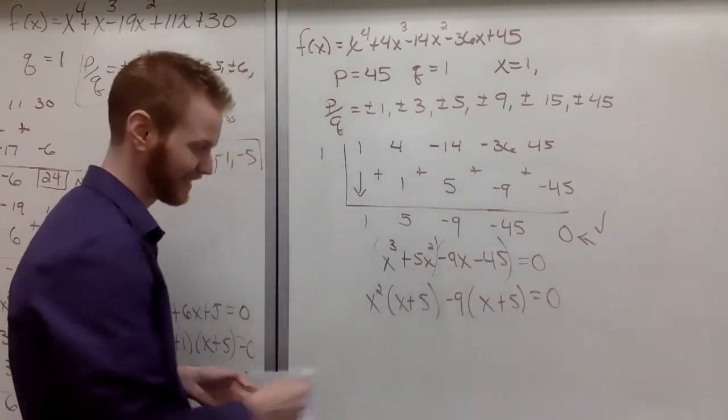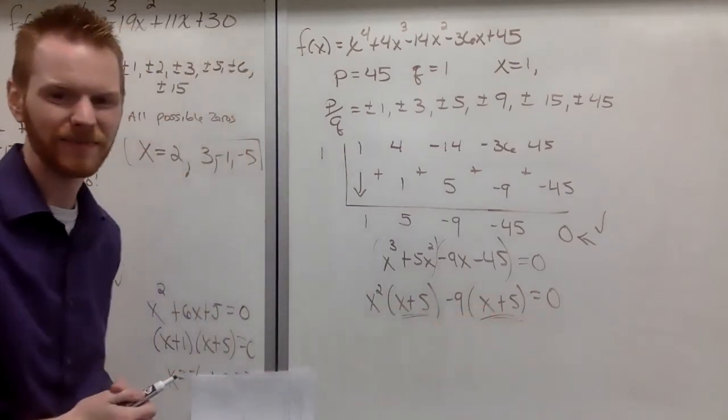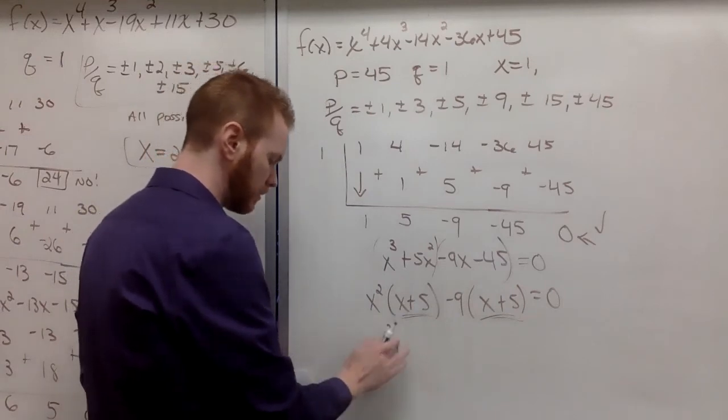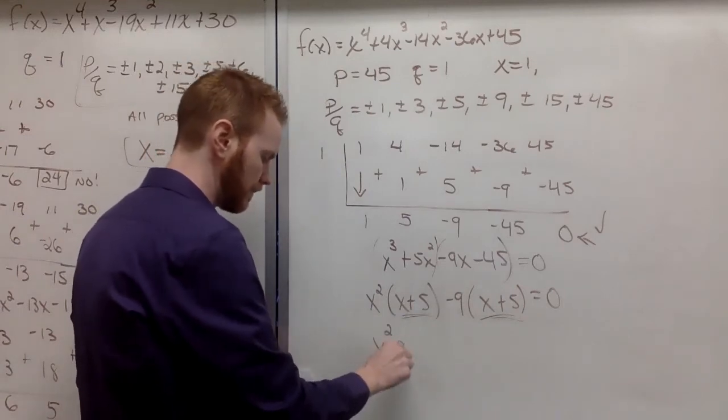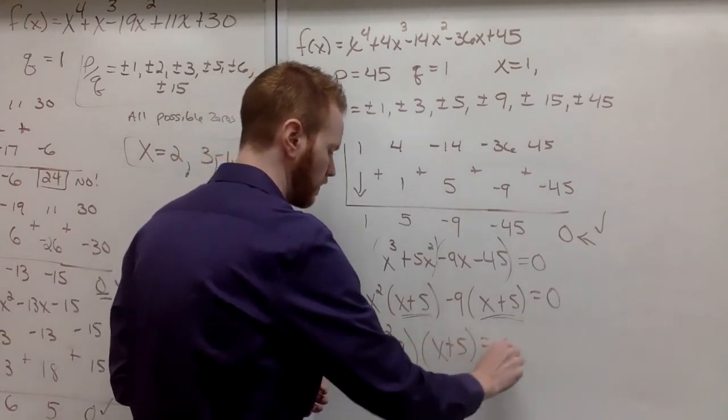Oh, this is good. Good things are happening, guys. We get the same value. So now we get x squared minus 9 as one of those factors. X plus 5 is the other one.